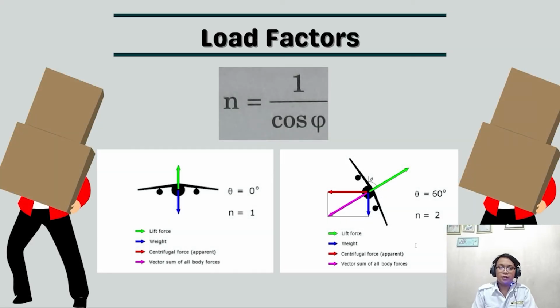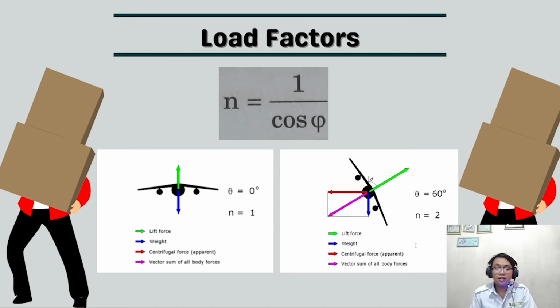So here, for a normal straight and level flight, as we can see on the figure on the bottom left, the aircraft's lift force, or what we call here the vertical lift, generates enough force to oppose the weight of the aircraft, making lift equal to weight, and N or G force would be equal to 1. Hence, 1 G force for a normal steady flight.